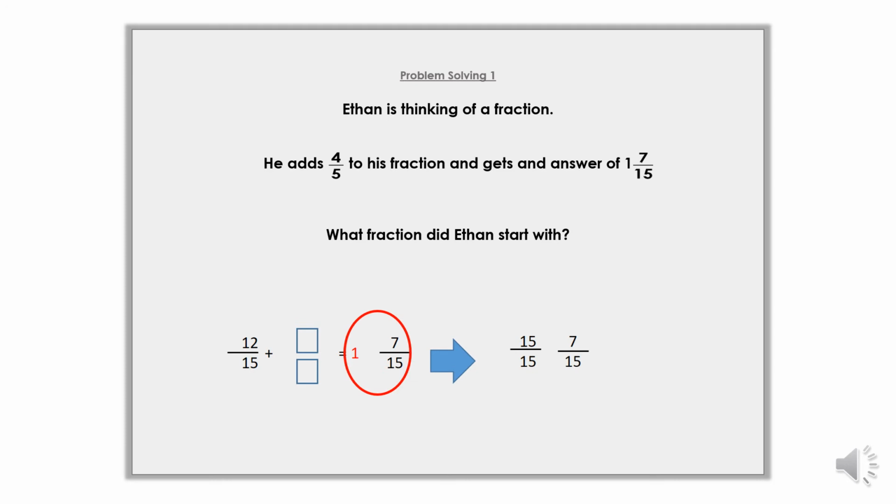So how much have I got all together there? I just have to add them together. 15/15 from my whole and 7/15 from my fractions. So that gives me 22/15 all together. So if I know then that 12/15 add something gives me 22/15, I can figure out pretty easily what that fraction is going to be.